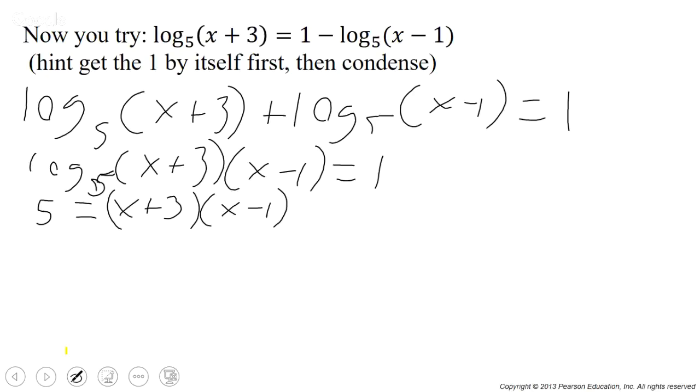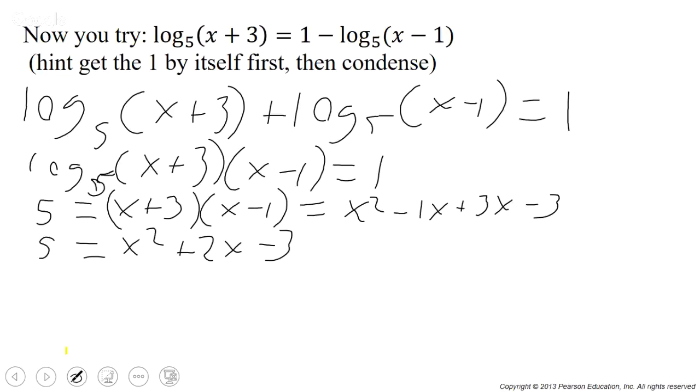Now let's go ahead and do the FOIL. x times x is x squared. x times negative 1 is negative 1x. 3 times x is 3x. And 3 times negative 1 is negative 3. When I combine like terms, I get x squared plus 2x minus 3. Now I need to move the 5 over, so I'm going to subtract 5 from both sides. And that gives me 0 equals x squared plus 2x minus 8.